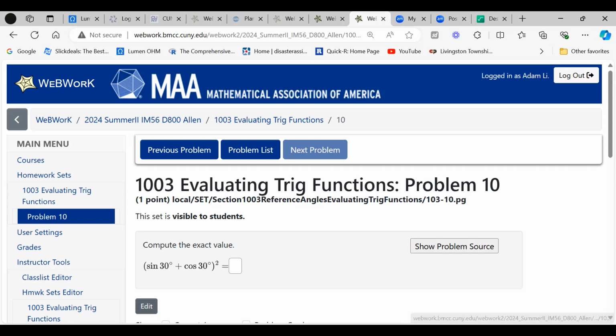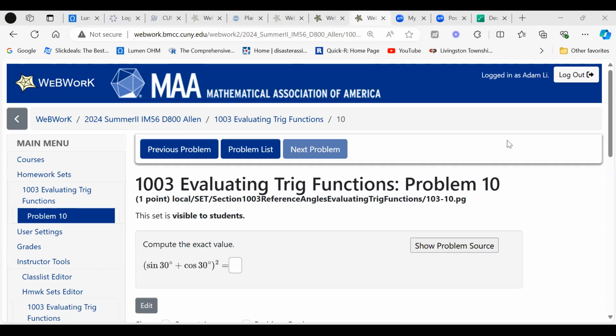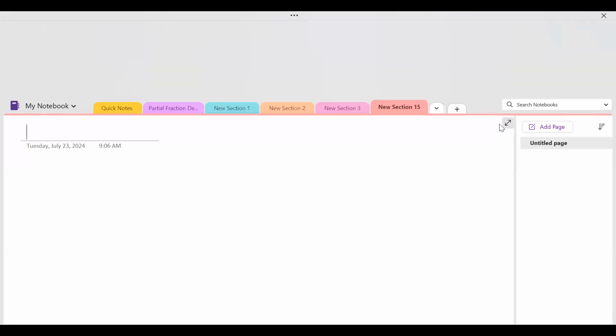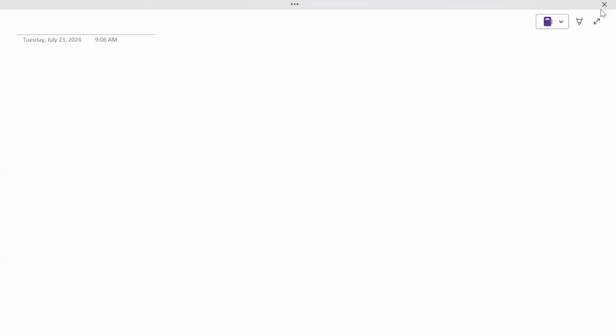Let me quickly demonstrate this on OneNote. Okay, so trigonometric identities. Take a look at those. Let me share the screen. We'll start with the reciprocal identities, right? Reciprocal. To touch base on this, some trigonometry.